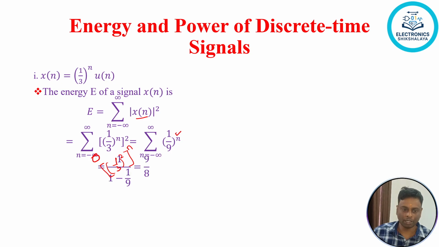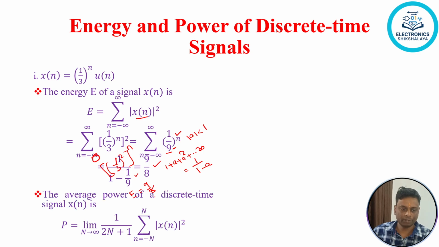Now what is the formula? This is the formula: 1 plus a plus a square, up to infinity. This is an infinite GP series, and a is less than 1. With a equal to 1 by 9, it will be 1 upon 1 minus a, so 1 upon 1 minus 1 by 9, so it will be 9 by 8. So we have found that the energy of the signal is 9 by 8, so it is finite. Let us see the power.